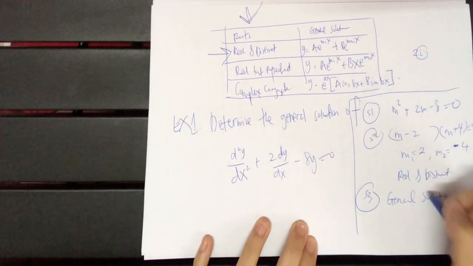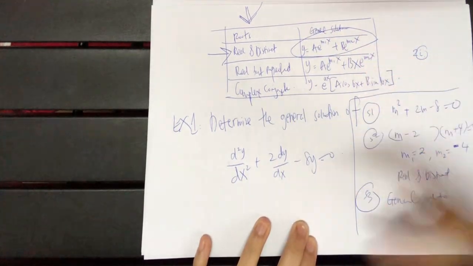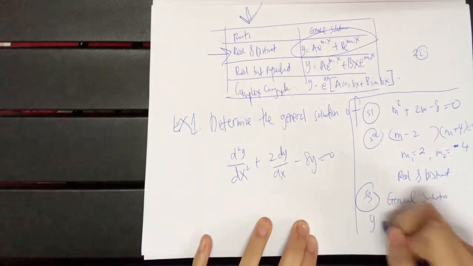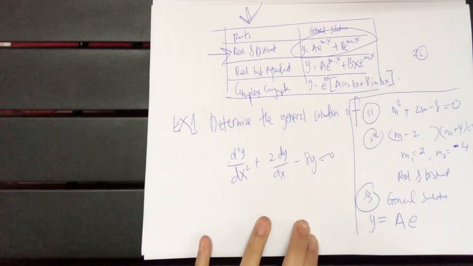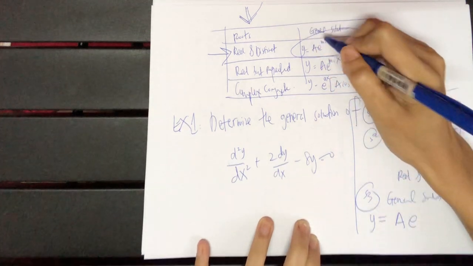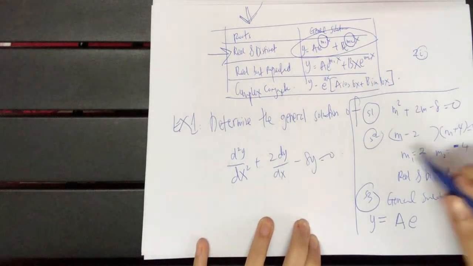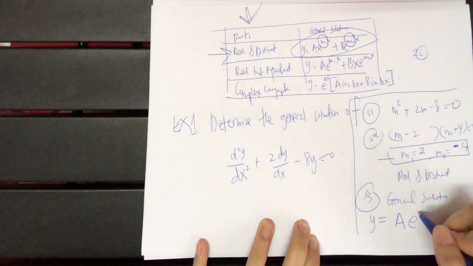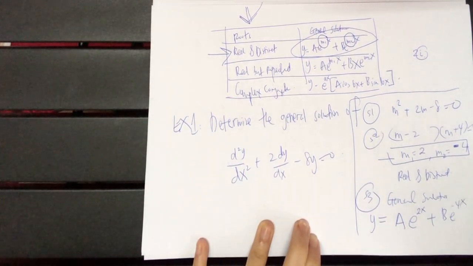Step number 3 is your general solution. Just take it from your table. This is your general solution, but this is in general. For now, this is your equation, so you need to follow your equation. So y equal to a remains as a, e remains as e. What we need to do now is just replace your m1 and m2 according to this. So your m1 is 2, plus b e to the negative 4x.